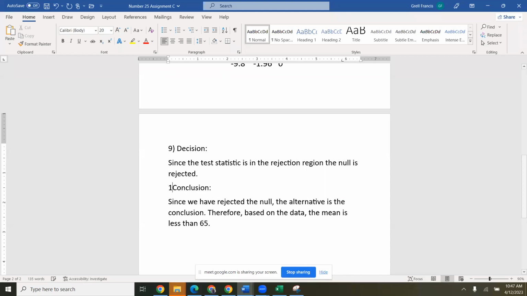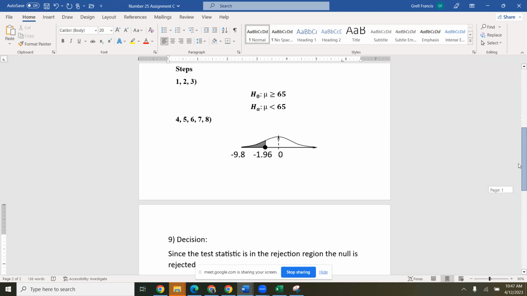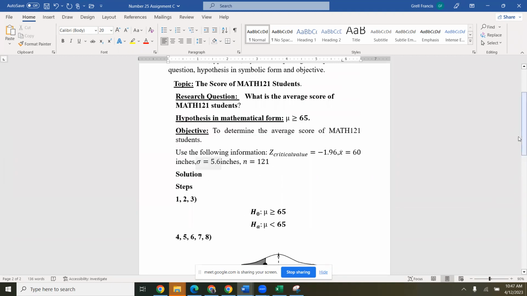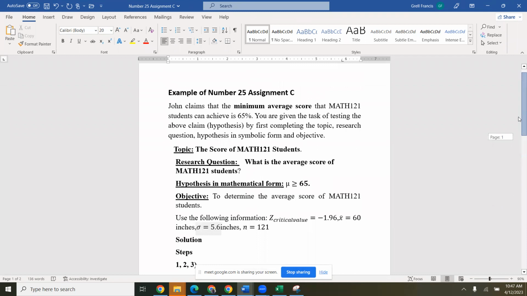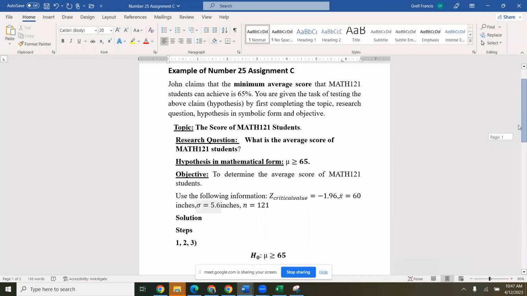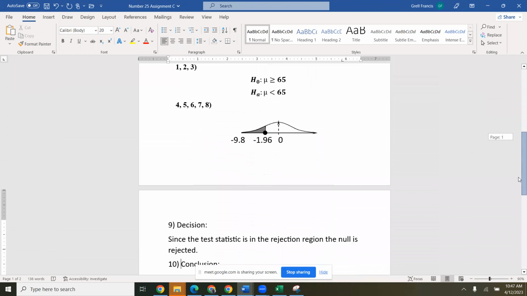Bear in mind, in other texts, they might have it in 7 steps, 6 steps, 8 steps, but here we have it in 10 steps. So here you have an example of number 25 in the assignment with another z-test for mean using the critical value approach.